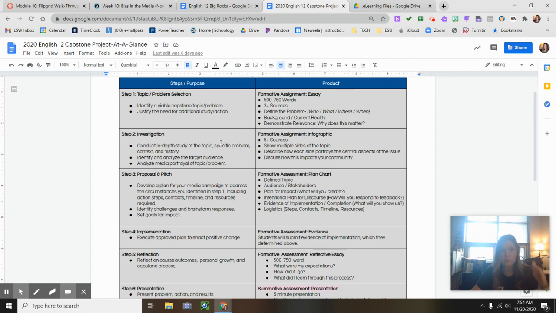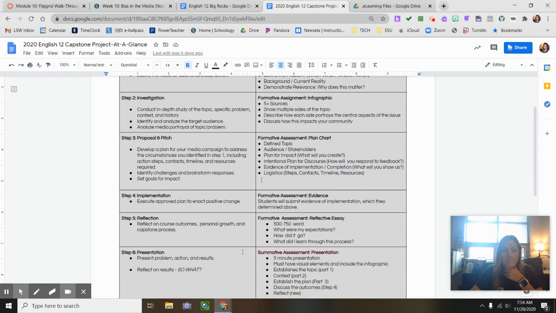I'll pace them and give them due dates so that they can't get behind, but some of them will be able to work through as efficiently as possible. And like I said, I will make sure that they have access to do that. And so that's what it is.